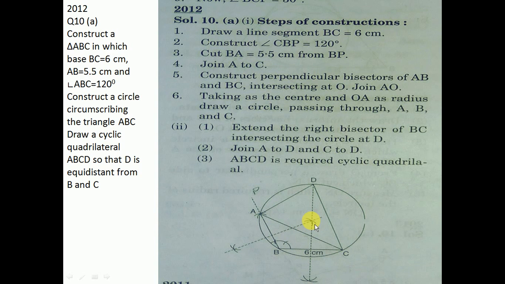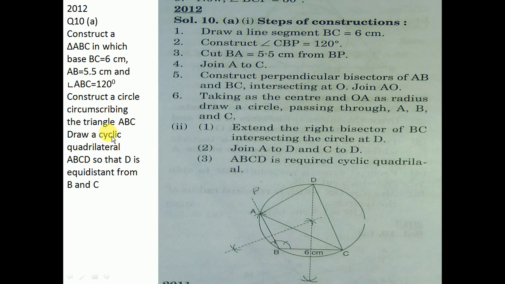Where both of them intersect, this is the point equidistant from A, B and C, right? This will be equidistant from A, B and C. Keep this as the center, and either A, B or C as the radius, and draw a circle. We get a circle like this.